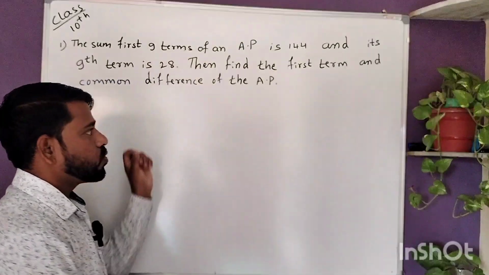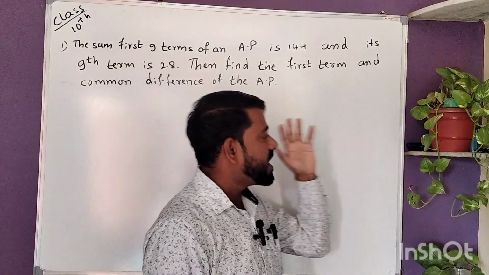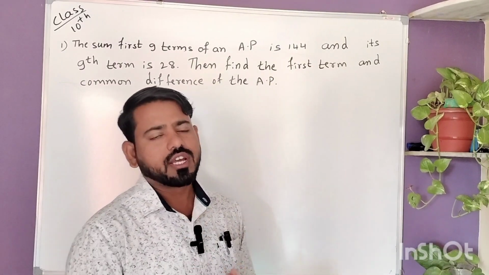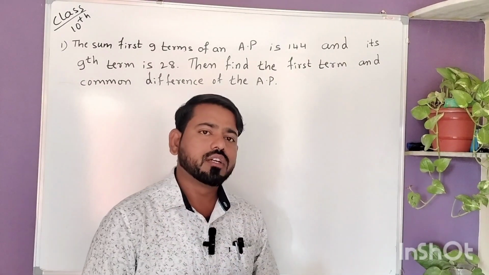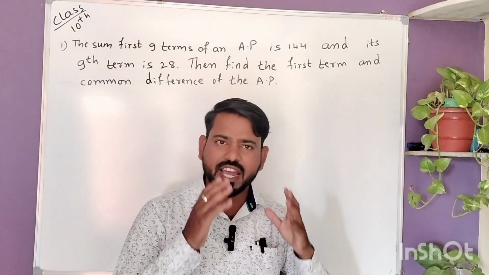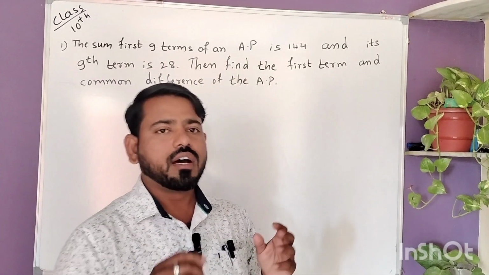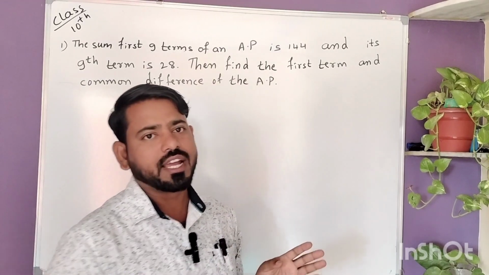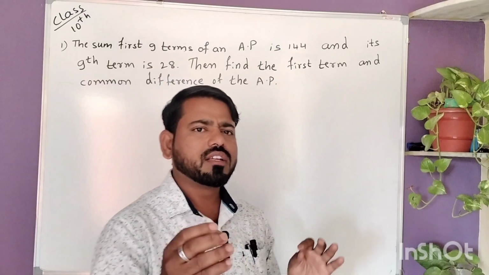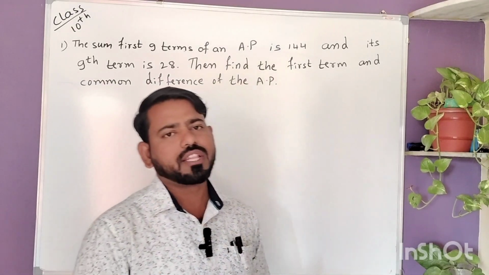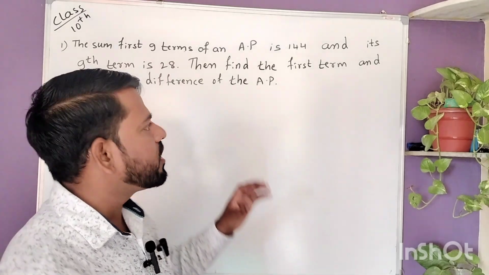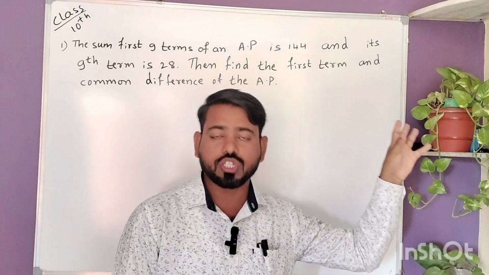After reading the question, we make the question into a pair of linear equations and then solve them and find the value of a and d. With the help of that a and d, you can calculate any sum, any term of the AP, or they simply ask for the first term and common difference. So it is similar in all types of arithmetic progression questions.